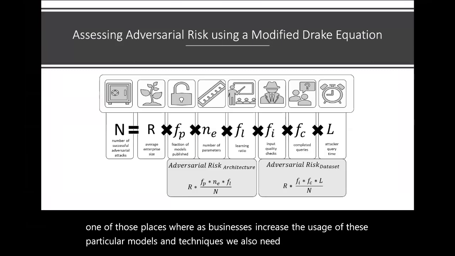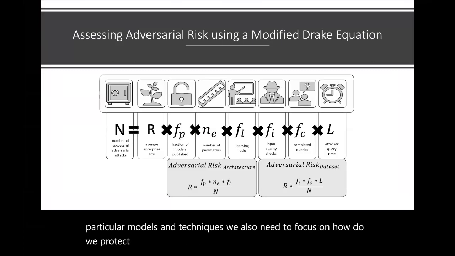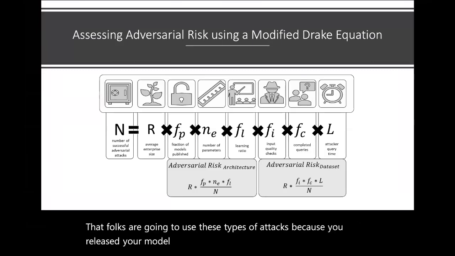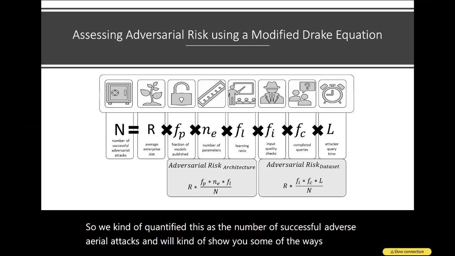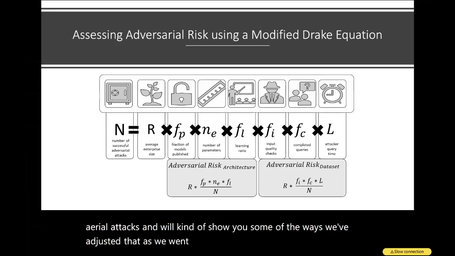So finally, my graphic is not nearly as pretty because I am not that talented with creating infographics, but I'm just going to go over with y'all the adversarial risk using a modified Drake equation. We quantify this as the number of successful adversarial attacks, and we'll show you some of the ways that we've adjusted that as we went forward, because depending on how you looked at this, you could have a lot of adversarial attacks, and obviously that's very possible because there are very many permutations. So we made it relative to the other models so that the numbers made a little more sense.